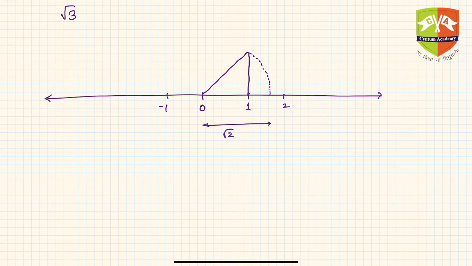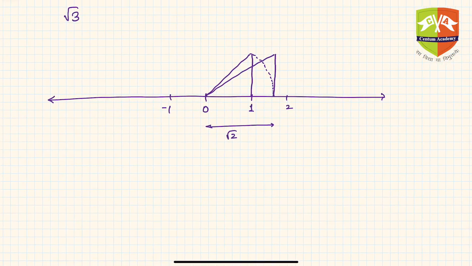Now let us say we just put another perpendicular over the root 2 point and now join these two points. Let us name them. So let us say this was A, this was B, this was P, and this was Q. So clearly, if you see, OP is equal to root 2, we just found out, and PQ is equal to 1, and this is 90 degrees.